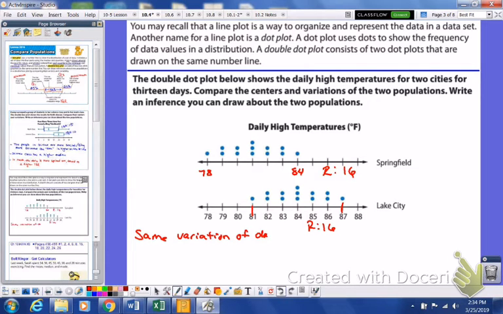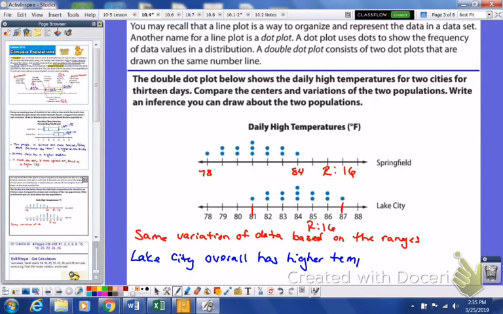Oops, that should have been a T there. And again, that is based on the ranges. So same variation of data based on the range. But then if we want to make an actual inference, you'll notice that Lake City's numbers are all higher on our number line. So Lake City overall has higher temperatures than Springfield.